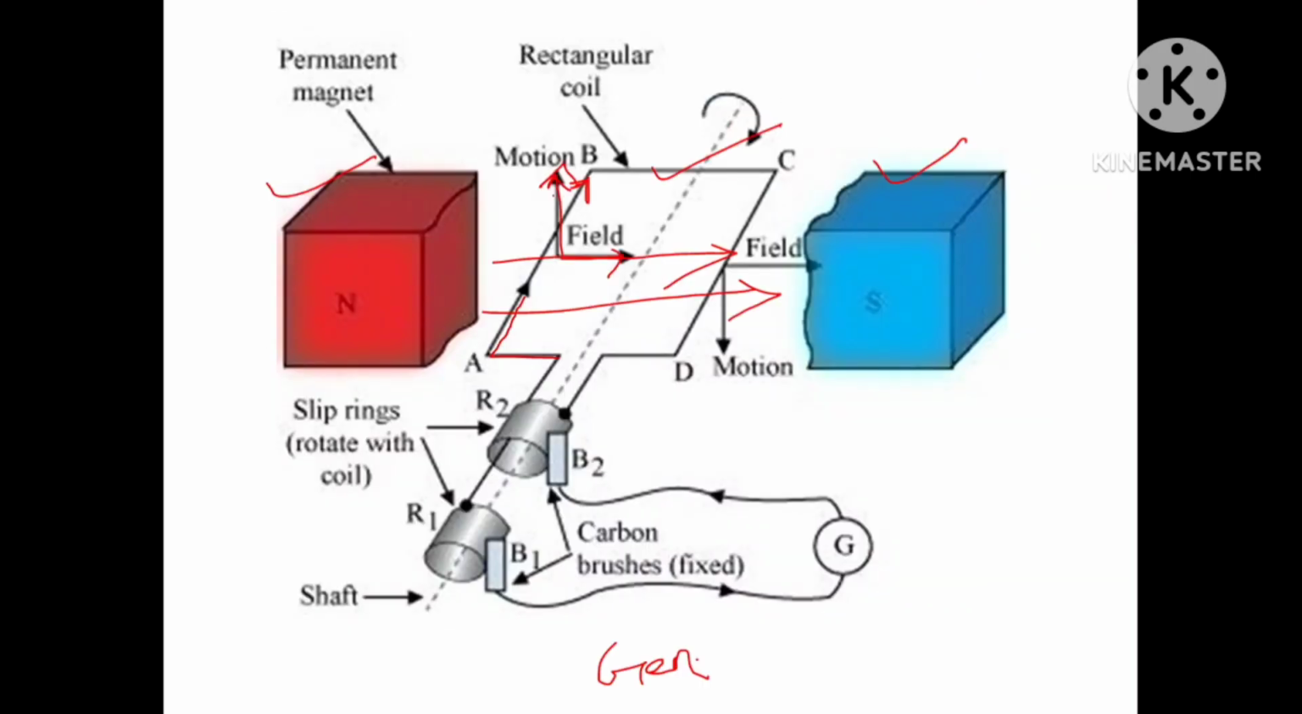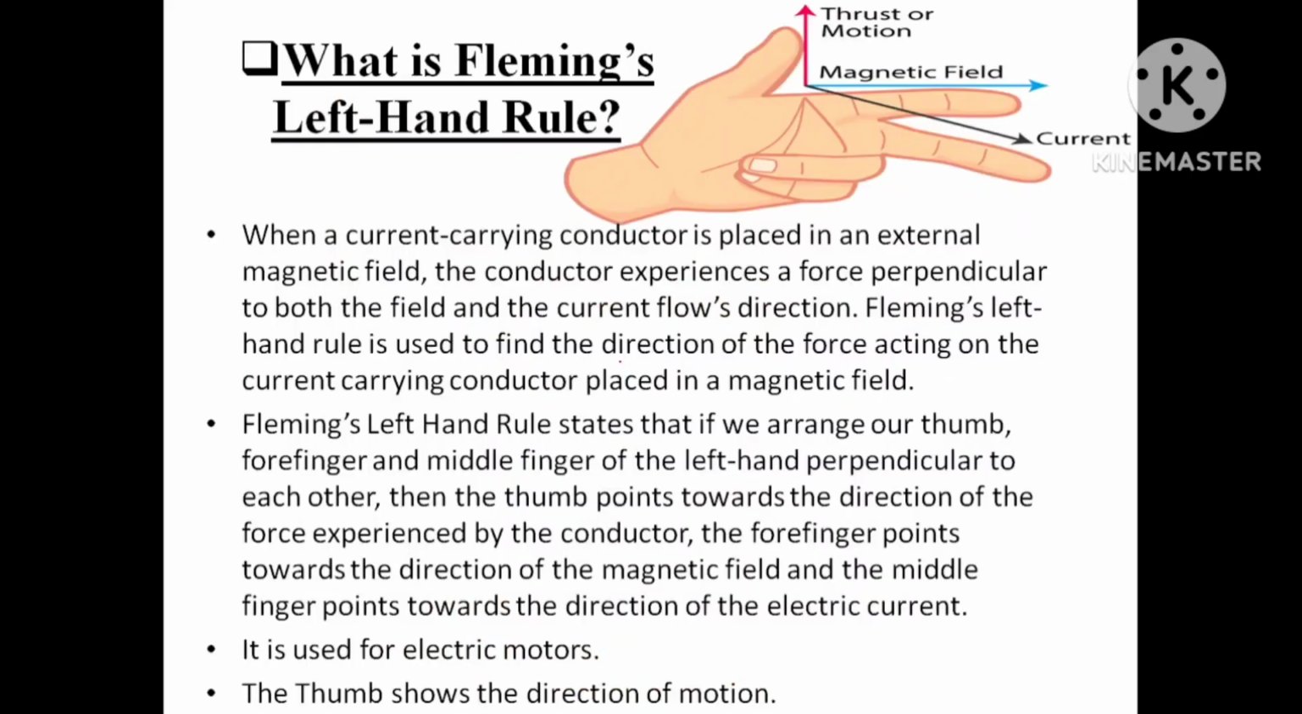As these three are perpendicular to each other, this is the direction of induced current. Here also, this is the direction of motion. The thumb will be in the downward direction and the forefinger will be in this direction. So the induced current will be in this direction. So from C to D, the induced current will flow.